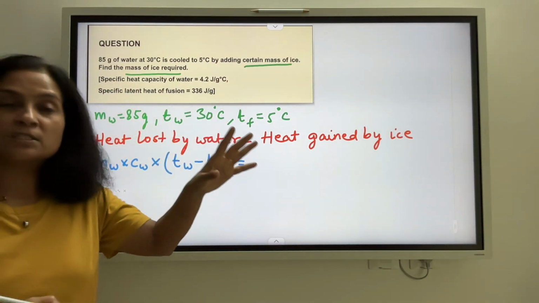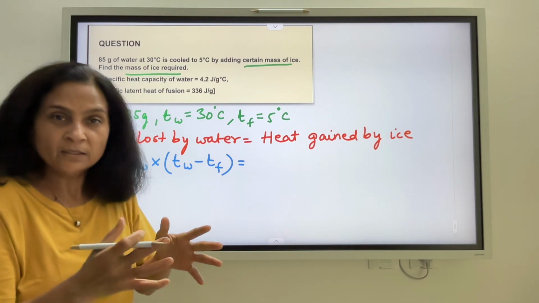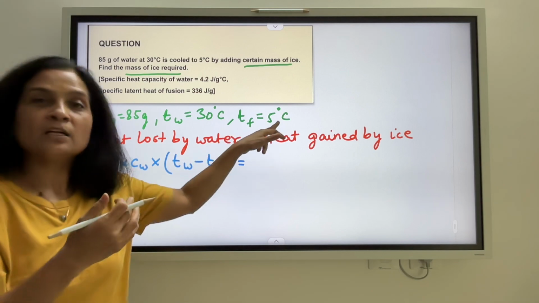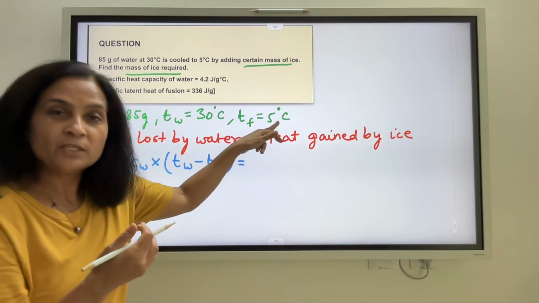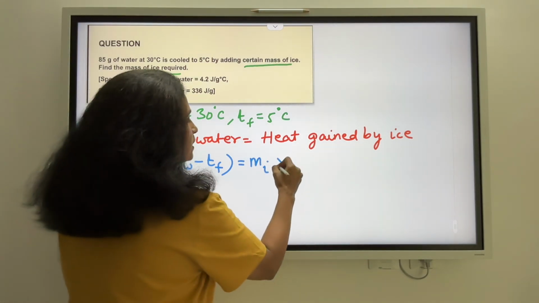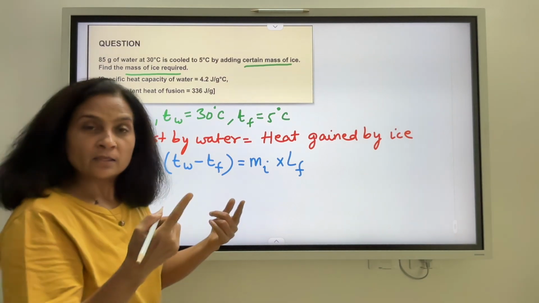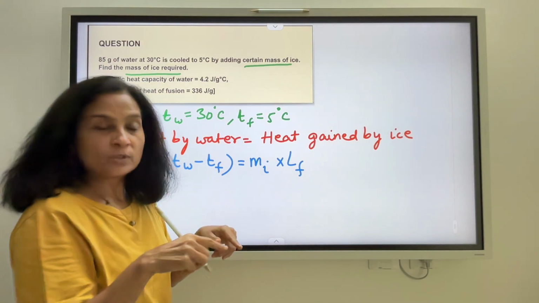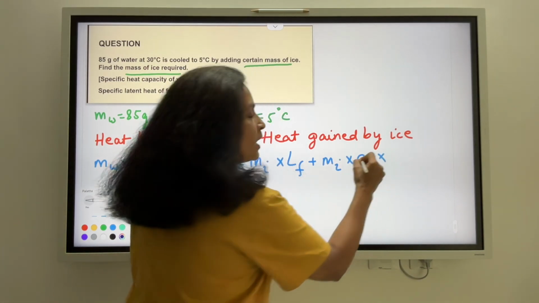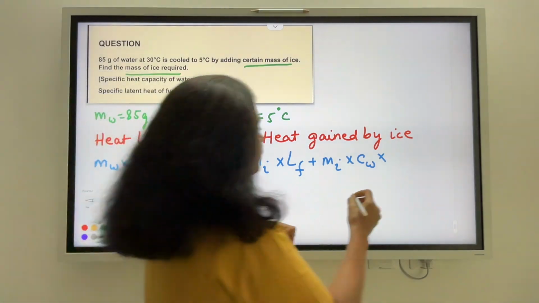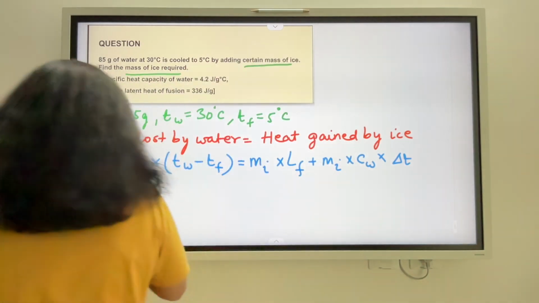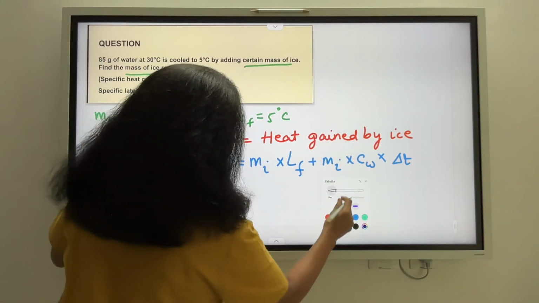The ice which was at 0 degree has first melted and then it also has shown a rise in temperature attaining a final temperature of 5 degree. So first it melts, so mass of ice into latent heat of fusion, and then now that it has become water at 0 degree, it again shows a rise in temperature as water now attaining a final temperature of 5 degree. So ये del T जो है 5 degree होने वाला है. So let us now solve the equation.